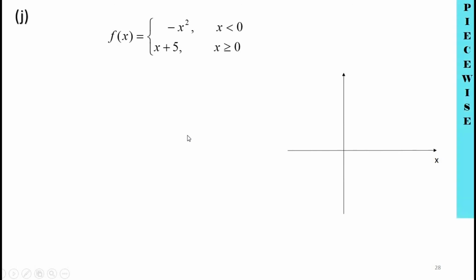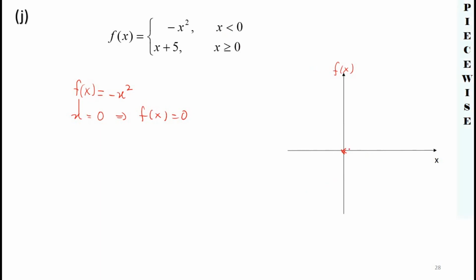So for x less than 0, the function is negative x squared. So for f(x) equal to negative x squared, when x is equal to 0, you get f(x) is also equal to 0. So this is x, and this is f(x). You have the point (0, 0). But because here we don't have the equal sign, this one should be an empty circle. Then if you substitute x is equal to negative 1, you get f(x) is equal to negative 1 squared, which is equal to negative 1. So let's say this is negative 1, and then f(x) is equal to negative 1.